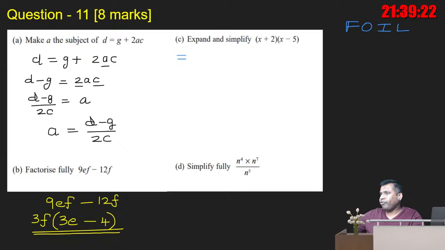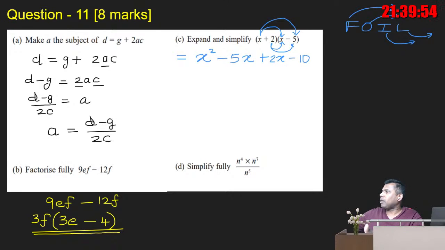FOIL. So first, outside, inside, last. What does that mean? First, x times x gives x squared. Outside, x times minus 5, so minus 5x. Inside, 2 times x is plus 2x, and minus 2 times 5 is 10. So that is the last term here. So use the method first, outside, inside, last, right? So that is the expanded version.